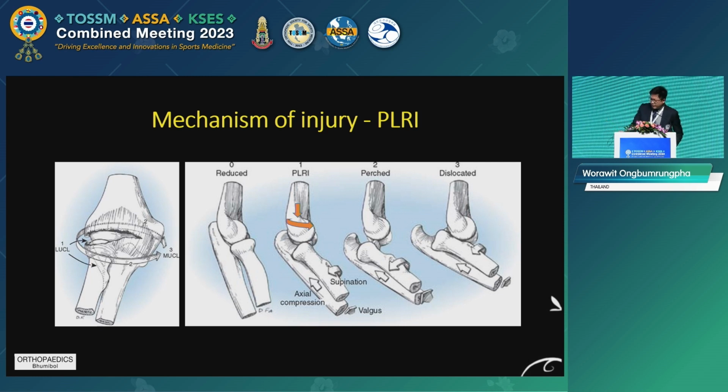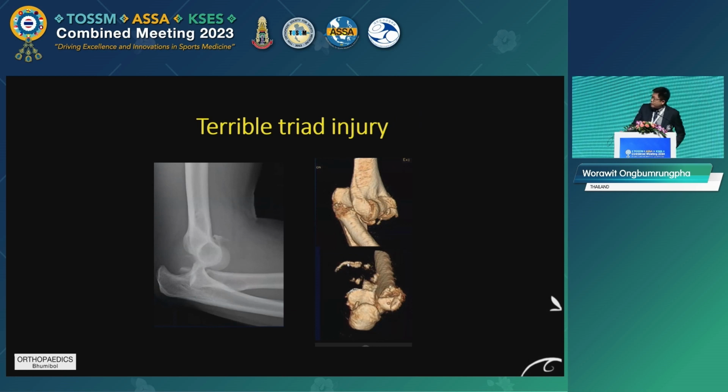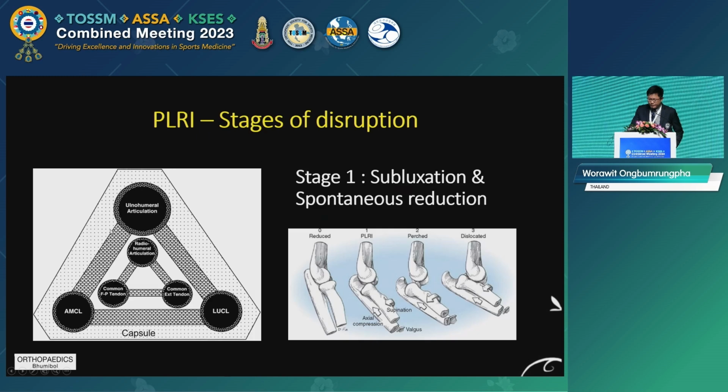If there is further force, you might see a radial head fracture and even a coronoid fracture, as in the terrible triad injury. Here is the terrible triad injury. You will see the dislocation of the elbow, the radial head is destroyed, and the coronoid tip fracture is a very common pattern in the terrible triad injury. We will talk about the stages of disruption. For PLRI, stage 1 is like a subluxation of the radial head, going down a little bit under the capitellum. It would involve injury to the LUCL in most cases.